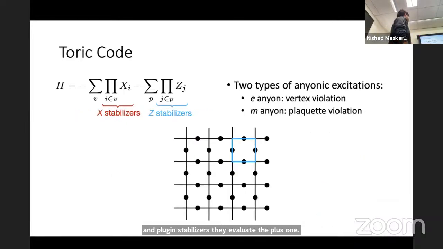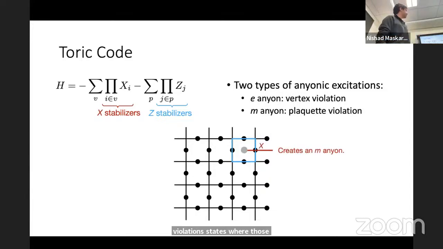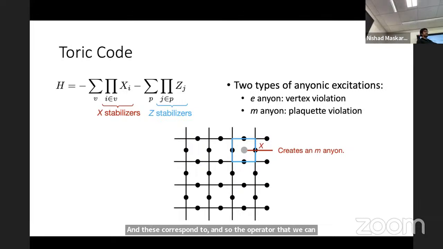Okay, so next we'll talk a little bit about the excitations. So we're going to talk about vertex violations and plaquette violations, states where those terms do not evaluate to +1. And these correspond to E anyons and M anyons. So the operator that we can apply to create an M anyon is a string of X operators. In particular, you can see that if you apply the string of X operators here, it anti-commutes with the Z stabilizer supported around this ring here and flips the sign of the Z stabilizer.